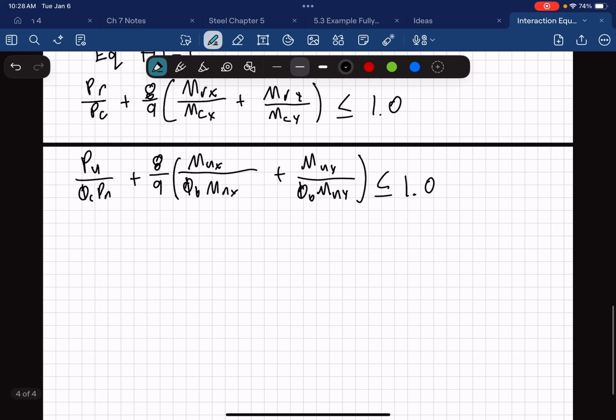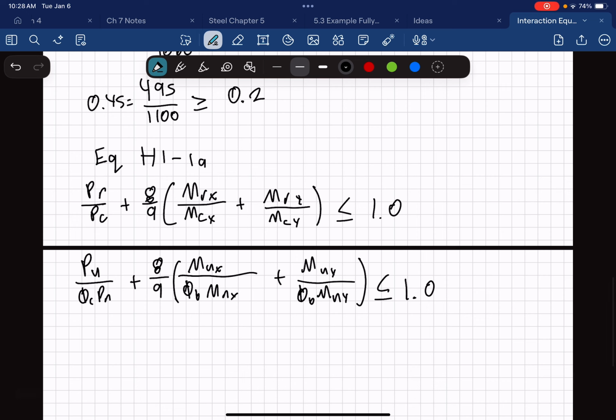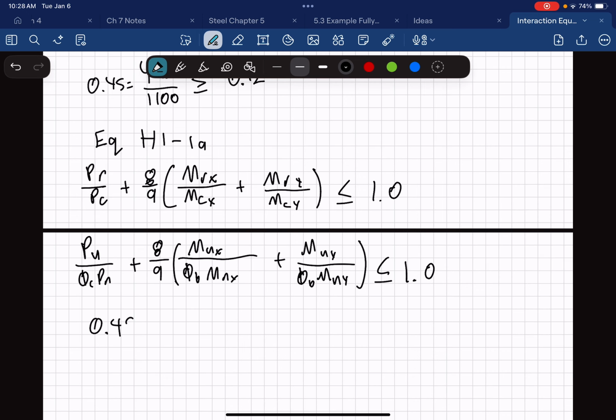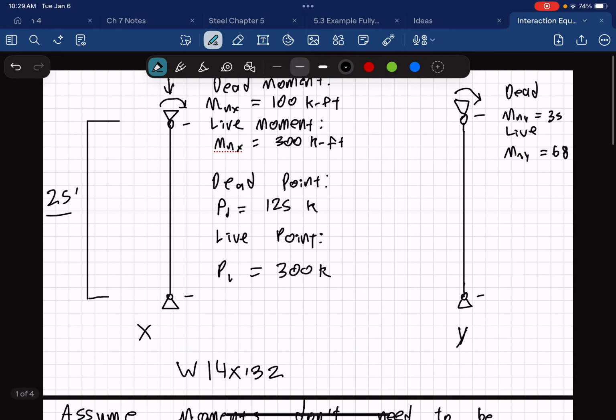So, phi U over phi, or PU over phi CPN, we've already found that's 0.545. However, when we get over to MUX and MUY, we know we need to start factoring. So we have these numbers up here. I'll just do the calculations up here.